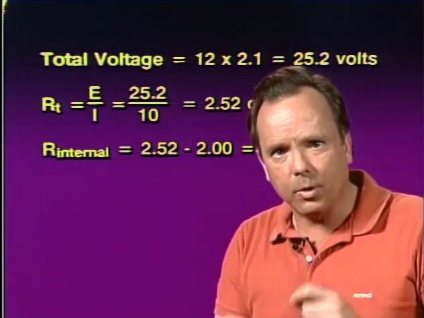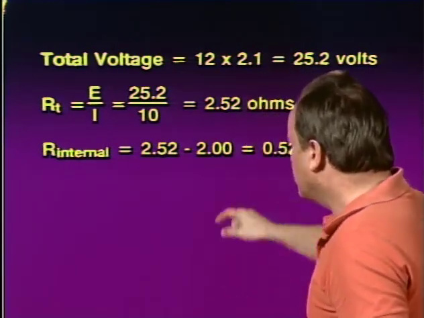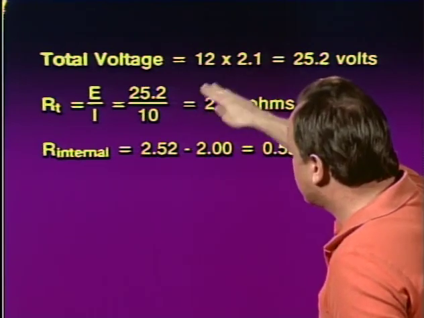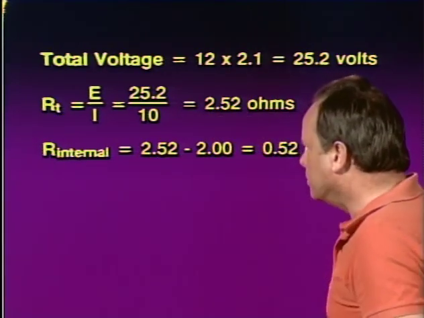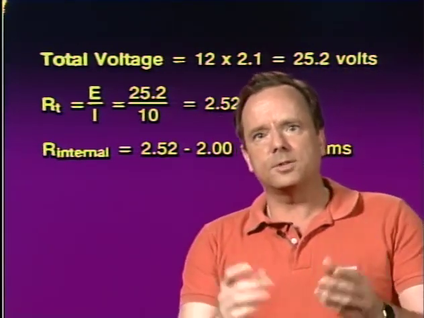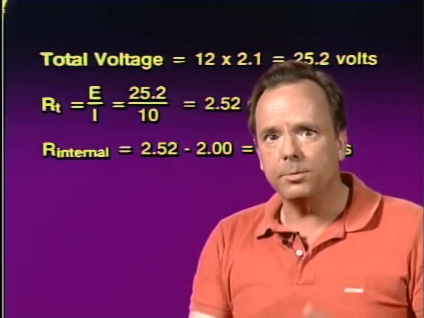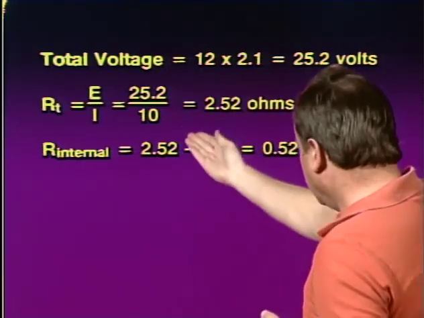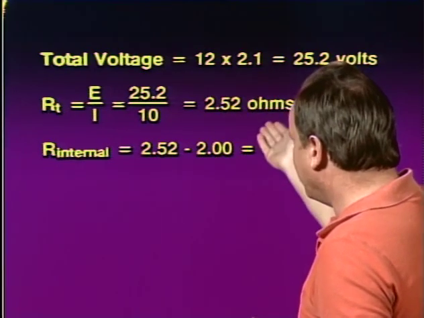They told us that in the question. So what is the resistance? The total resistance of the circuit was 2.52 ohms. Now, wait a minute. They told us the resistance in the circuit was 2 ohms. Now we figured out mathematically the total resistance of the circuit is 2.52 ohms.